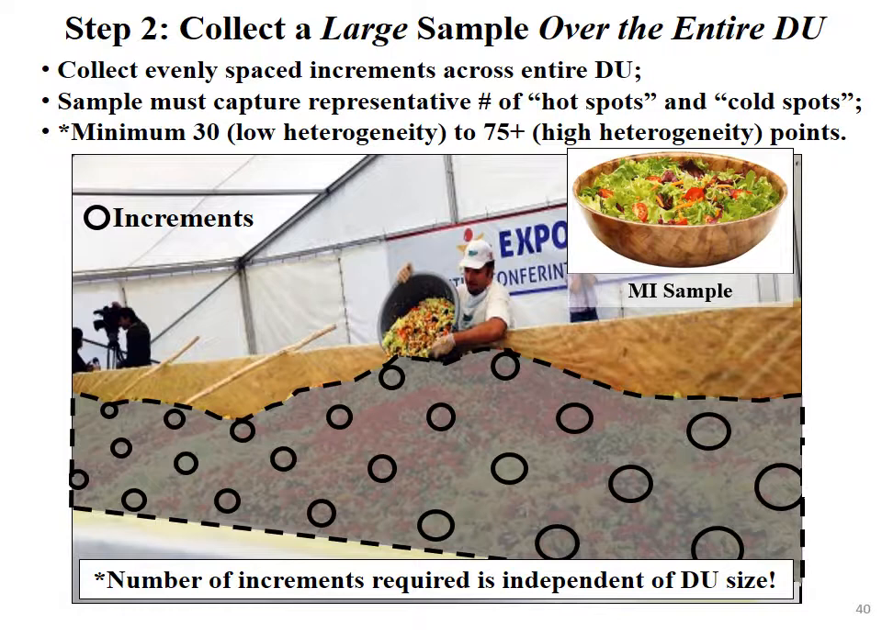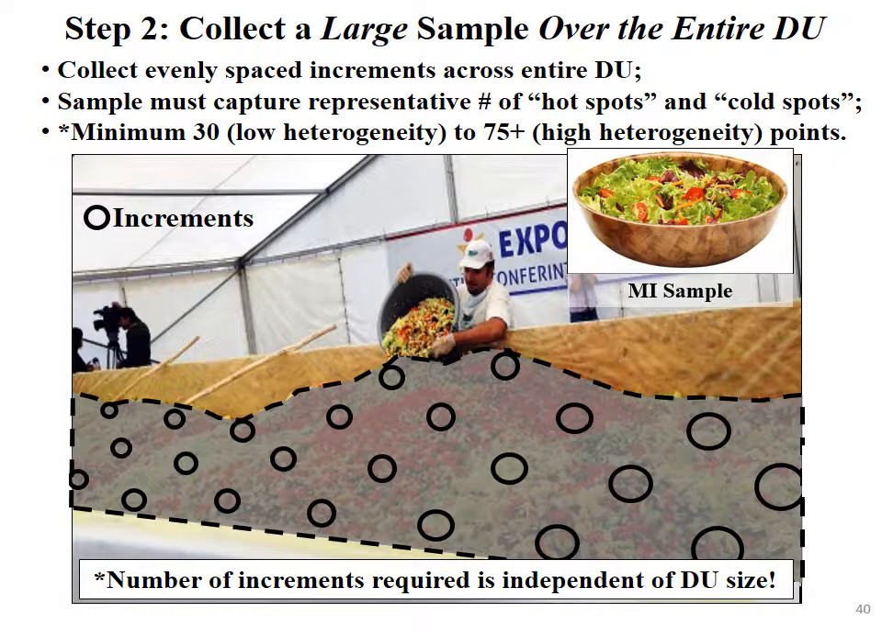If there's fairly low small-scale heterogeneity, say of tomatoes within the salad, so it's fairly uniform, if you want, I hate to use that term, you might be able to get away with 30 increments to make your salad. If it's highly heterogeneous, like we see at our PCB sites, you have to collect your sample over at least 75 points before you can reliably go back to the same site, collect the sample again, and get a reasonably close number.